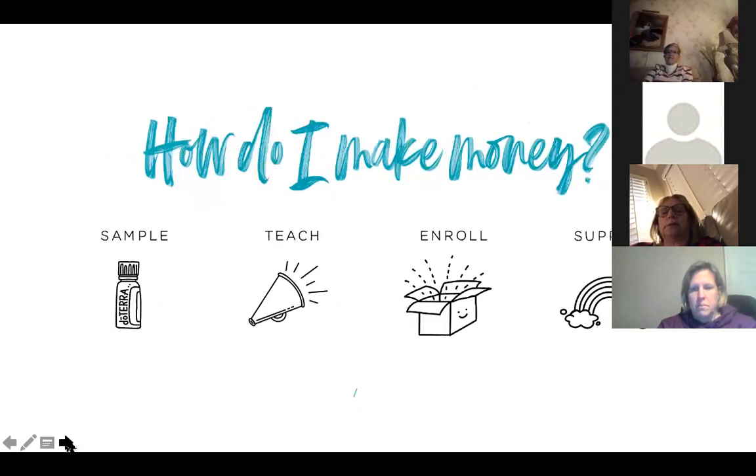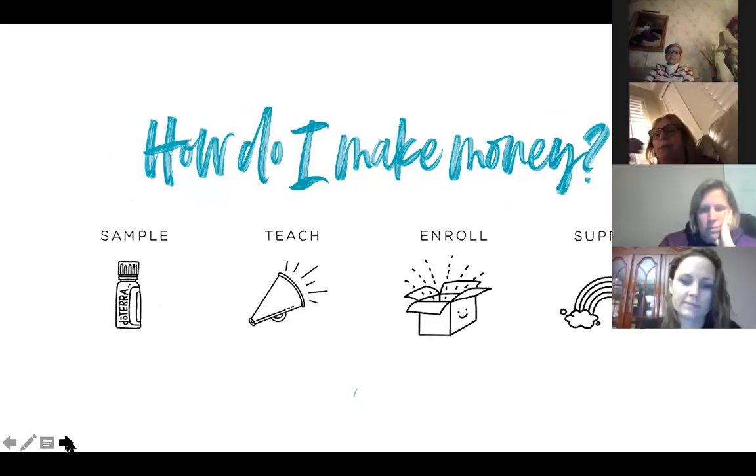So how do I make money? This is a simple process with doTERRA. I'm not going to tell you it's easy. It does take work, but it is a simple and straightforward process. You sample, so you share your oils with other people. You talk to them about the oils. You teach other people how to use the oils.